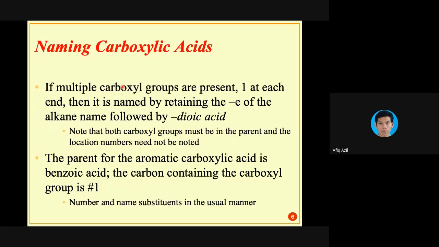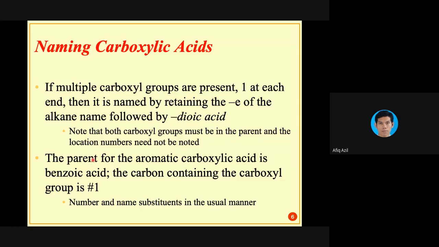Then if there is more than one carboxyl group present, for example, if there are 2, then it will retain the name of oic acid, but you have to put di in front. So if there are 3 COOH, then it will be trioic acid. Note that both carboxyl groups must be in the parent and location numbers need to be noted.